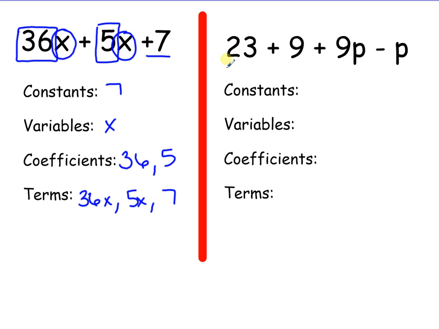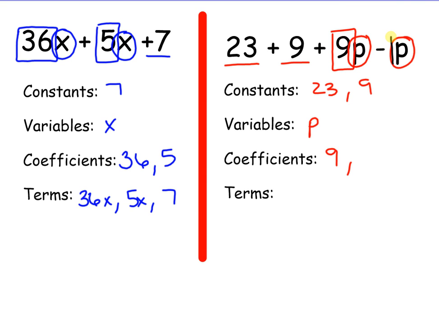So let's start with our constants first. So we have 23 and we have 9. And again, the constant is just a number that appears by itself. No variable attached. All right, now where are our variables? So we have the same variable that appears twice, which is p. Now we're going to look for our coefficient. So our coefficient is the number in front of the variable. So we have 9. And if you remember from just 2 examples ago, there's an invisible coefficient right in front of here, and that is 1.